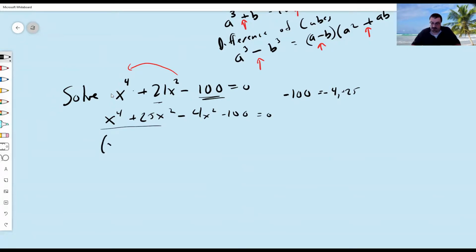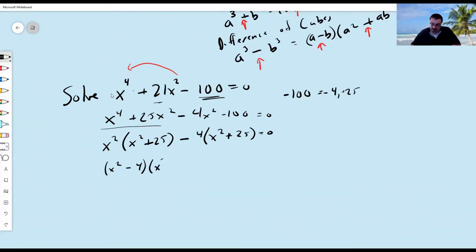Now the first two I can take out x squared. x squared times x squared plus 25. Minus, take out minus 4 on both, x squared plus 25 equals 0. x squared minus 4 times x squared plus 25 equals 0.